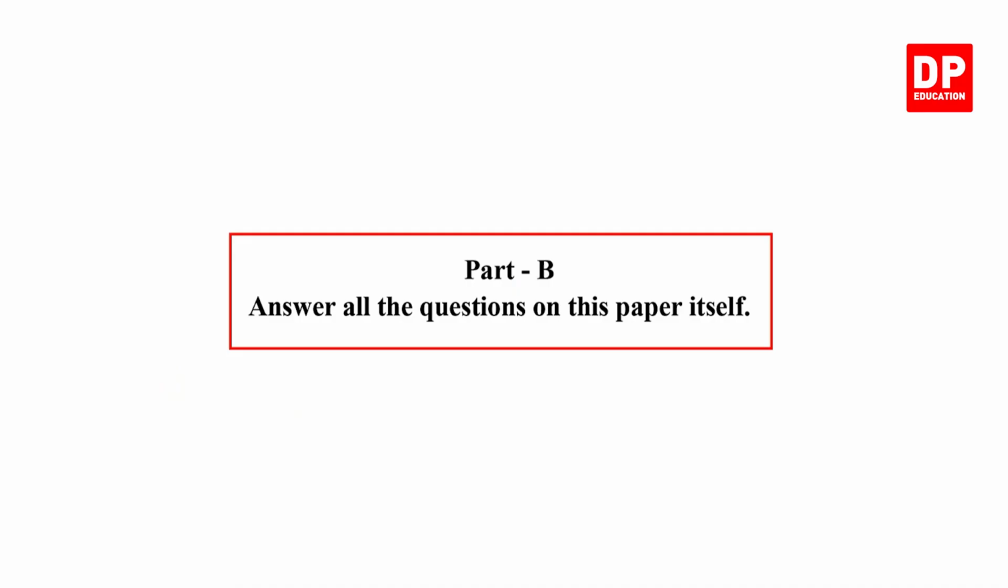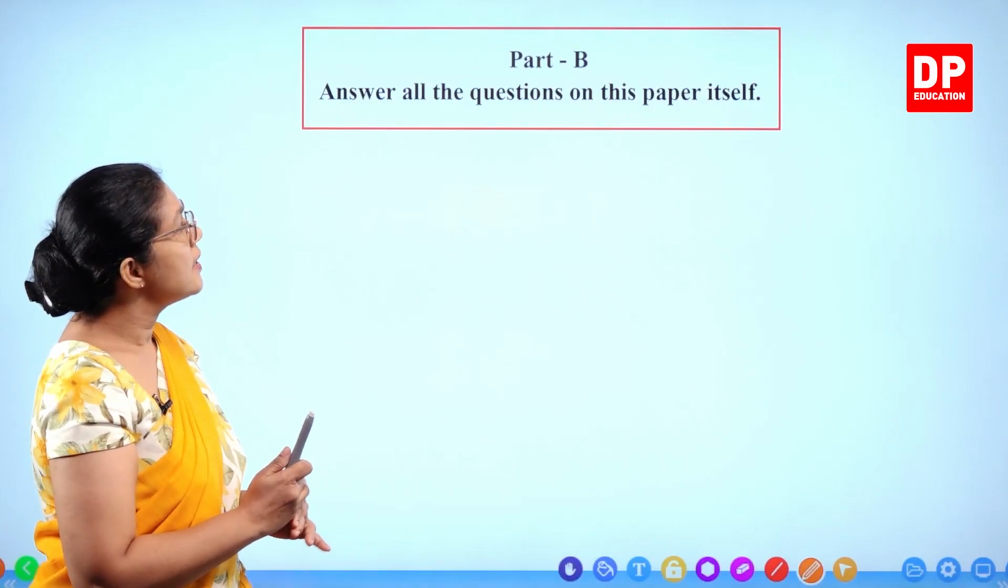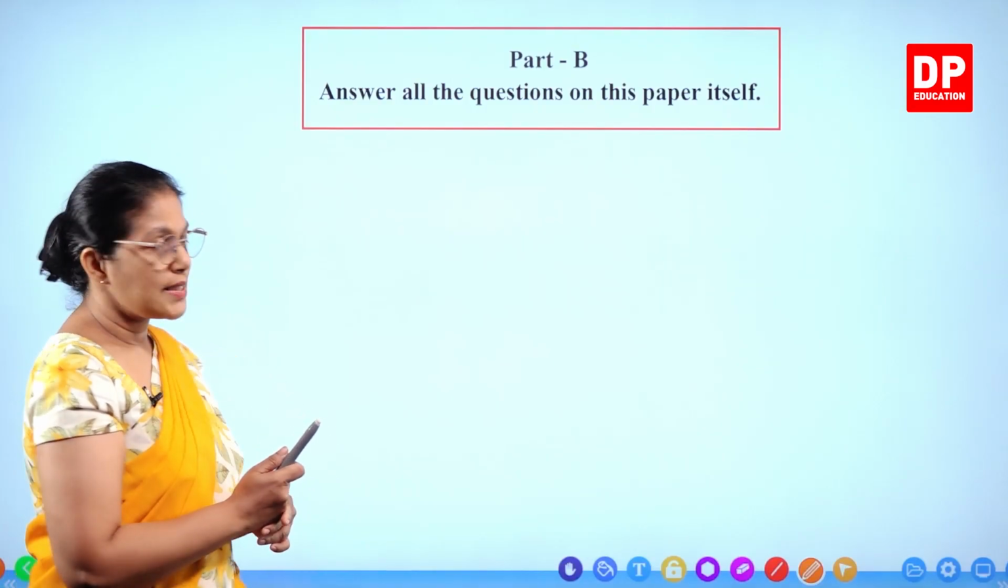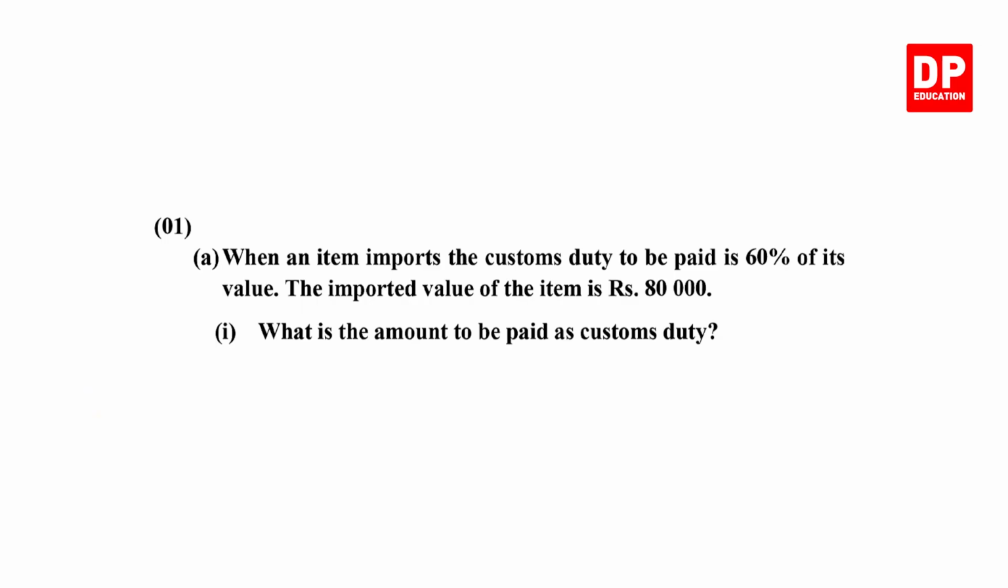Part B, also answer all the questions on this paper itself, and you get 5 questions. Question number 1. When an item is imported, the custom duty to be paid is 60% of its value. The imported value of the item is 80,000. What is the amount to be paid as custom duty?